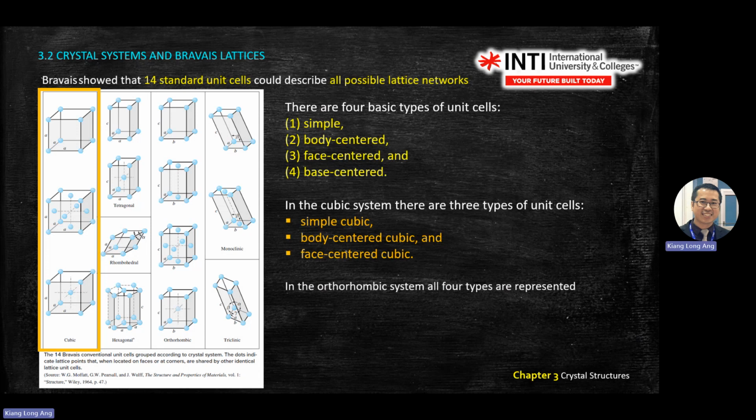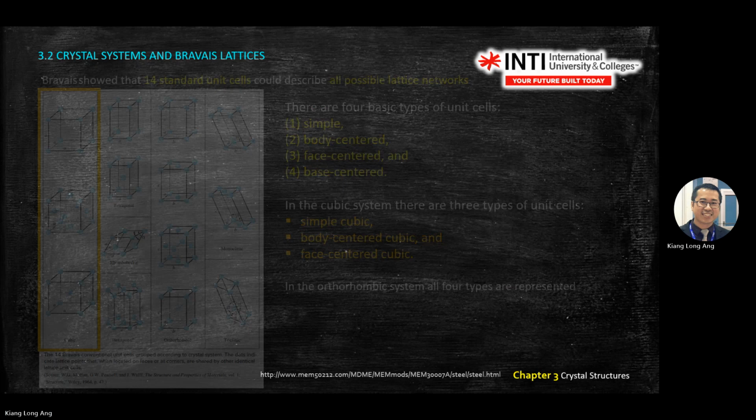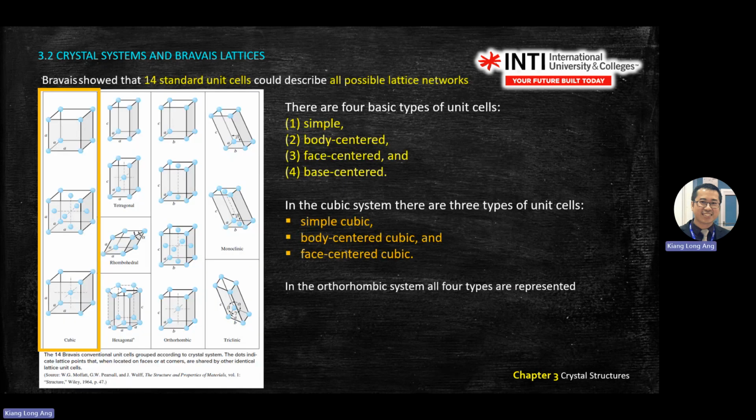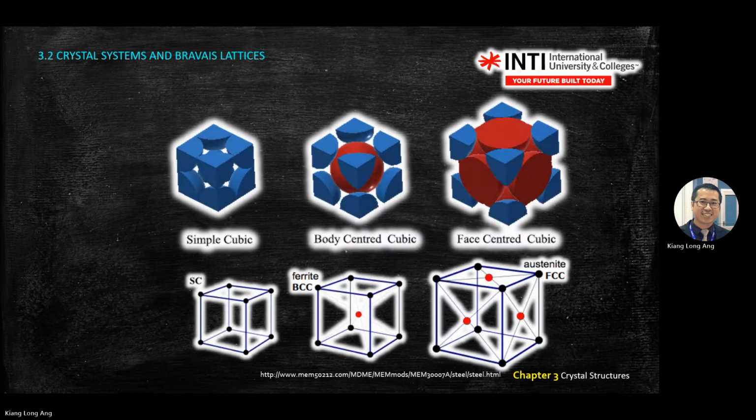In orthorhombic, there are another 4. In orthorhombic, all 4 types are present. So it's inside here. So we go one by one.